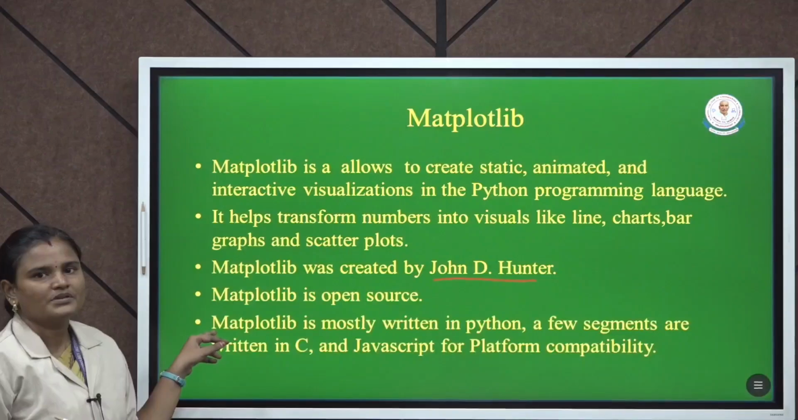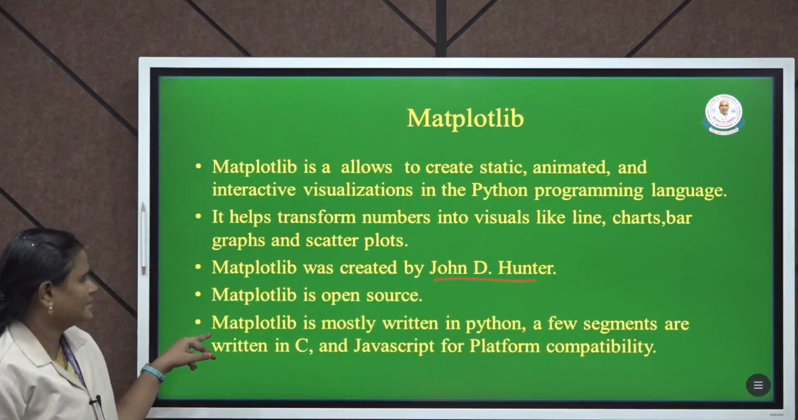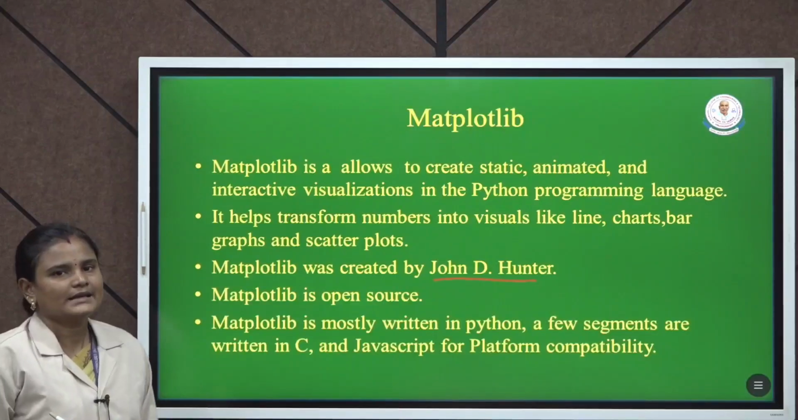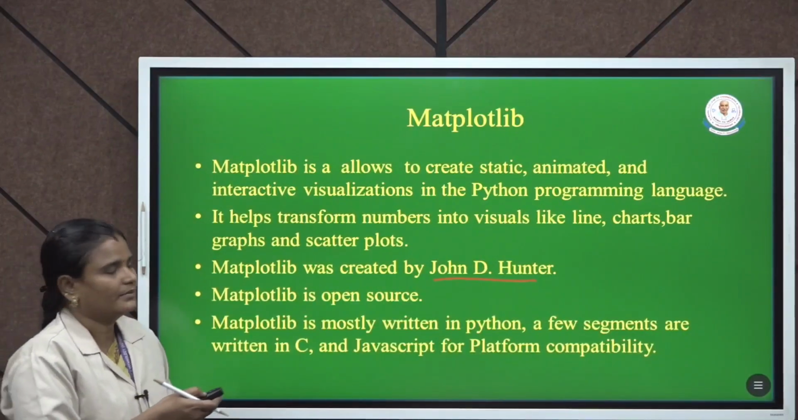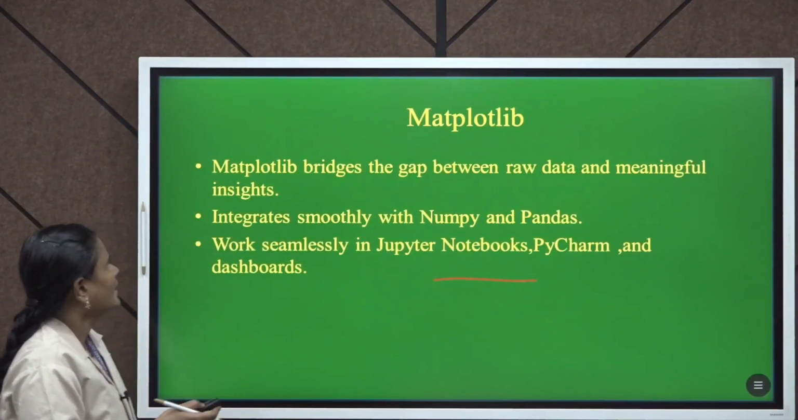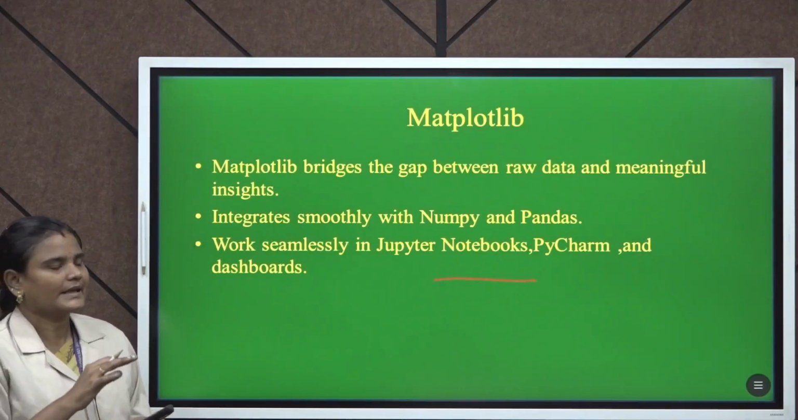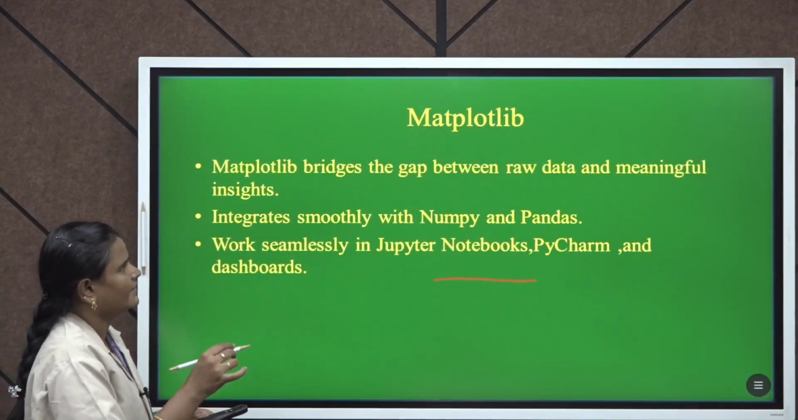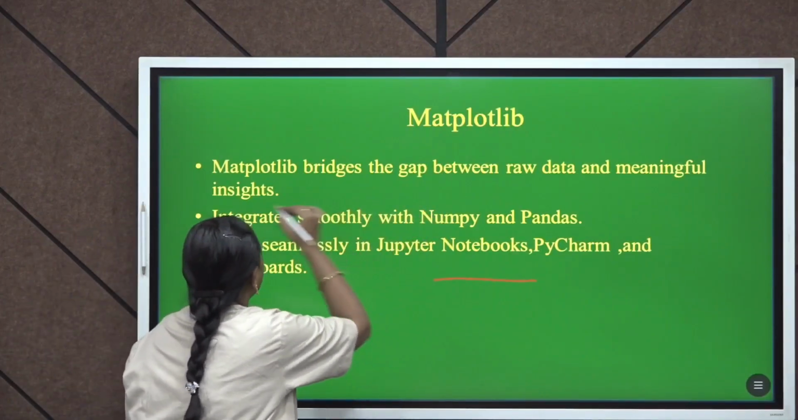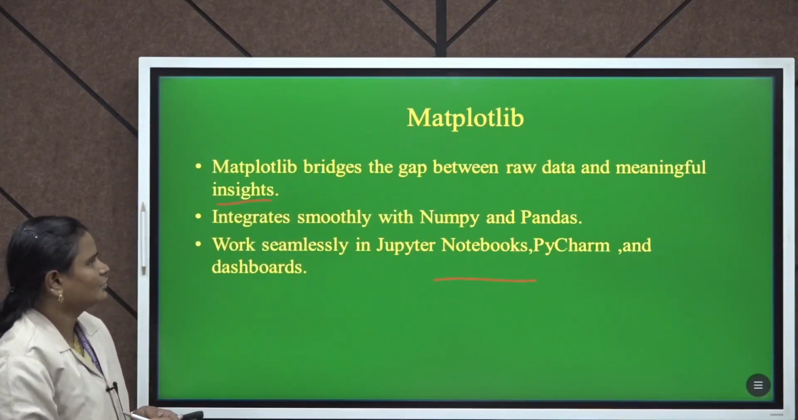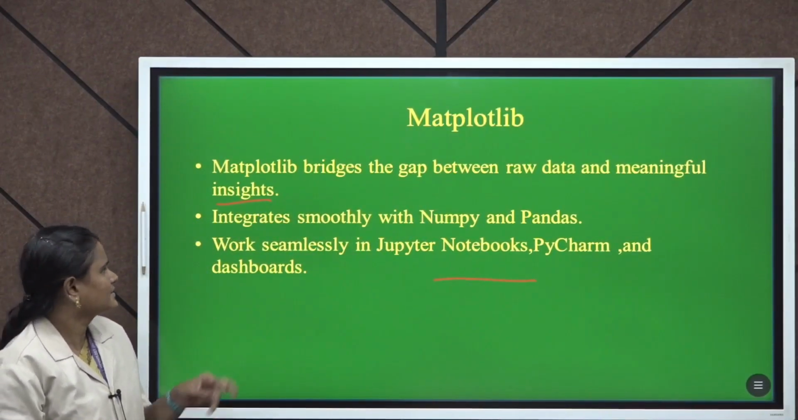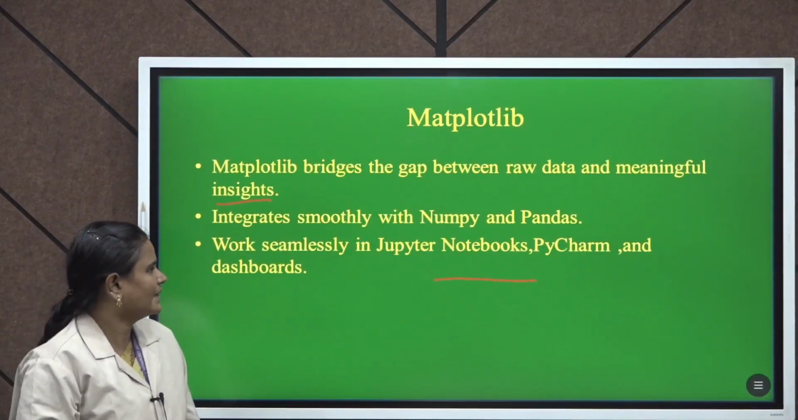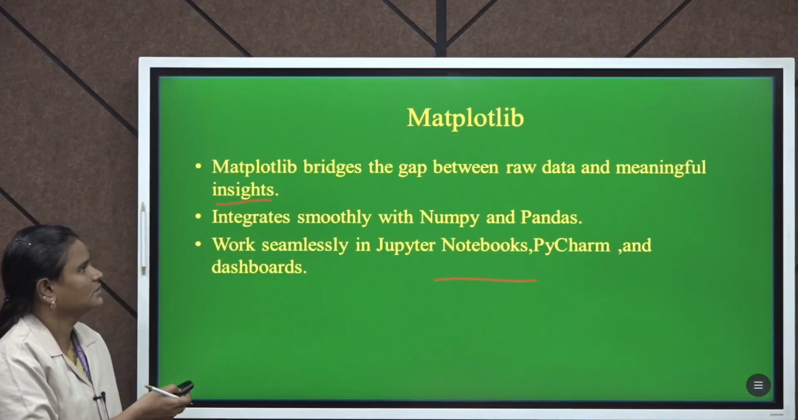Matplotlib is an open source platform and it is mostly written in Python. A few segments are written in C and Java for platform compatibility. Matplotlib bridges the gap between raw data and meaningful insights. It integrates smoothly with NumPy and Pandas, and works seamlessly with Jupyter notebooks, PyCharm and dashboards.